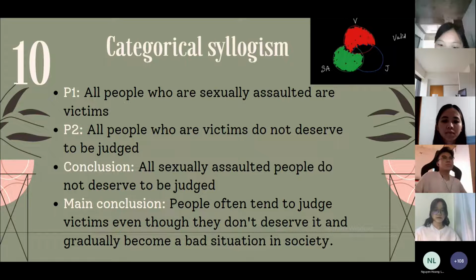All people who are sexually assaulted are victims. All people who are victims do not deserve to be judged. So the conclusion is, all sexually assaulted people do not deserve to be judged. People often tend to judge victims even though they don't deserve it, and gradually it becomes a bad situation in society.